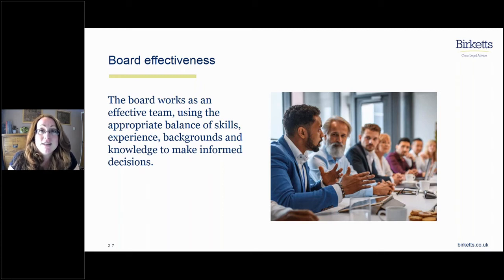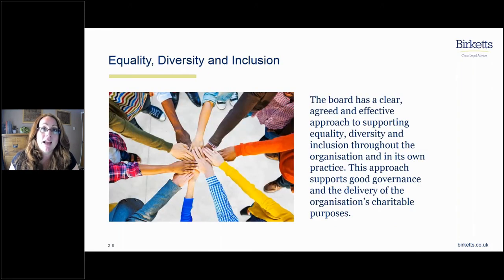A diversity of views at board level is really helpful in achieving a good and well thought through decision for the charity and in the best interest of the charity. And this brings us on neatly to the next pillar, which is the pillar on equality, diversity, and inclusion.